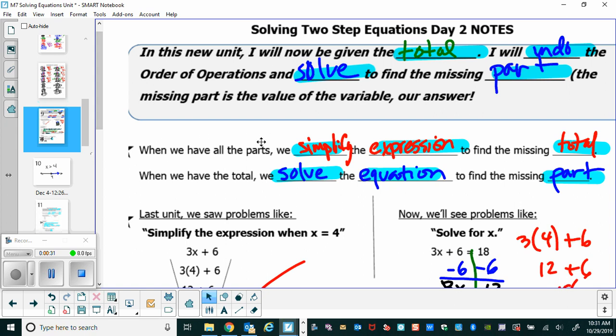In our previous unit, when you had all of the parts, we simplified the expression to find the missing total. Now, when we have the total, we are going to solve the equation to find that missing part. Okay?